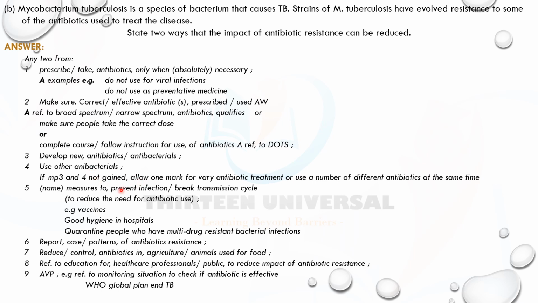Now look at these measures to prevent breaking the transmission cycle. People should practice good hygiene, and quarantine people who have multiple drug resistant TB. When you see cases, report them. Memorize these, guys.